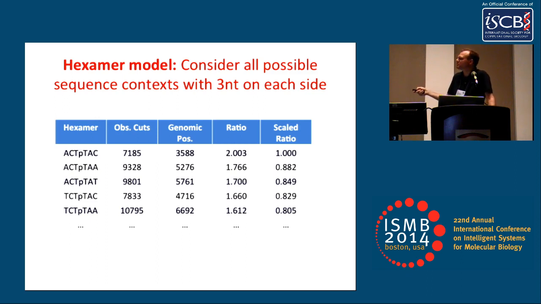So it's not interesting per se, you want to rescale it, and it makes sense to rescale everything from 0 to 1, right? So the most cleavable hexamer, the one that's cut at the highest rate, an individual site in the genome with that hexamer context, is on top of this table, and then it goes down, and every hexamer has a score between 0 and 1.